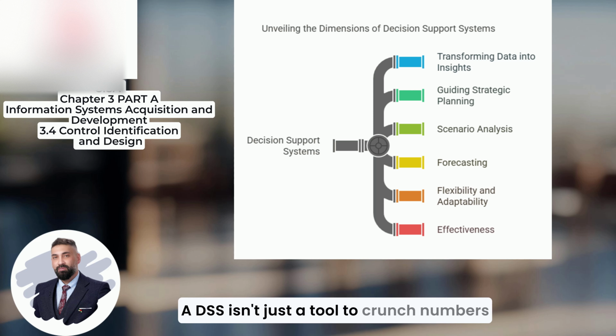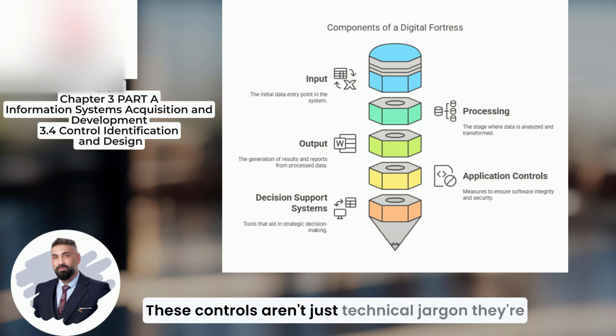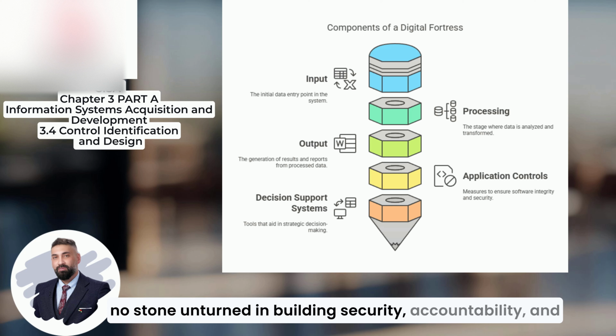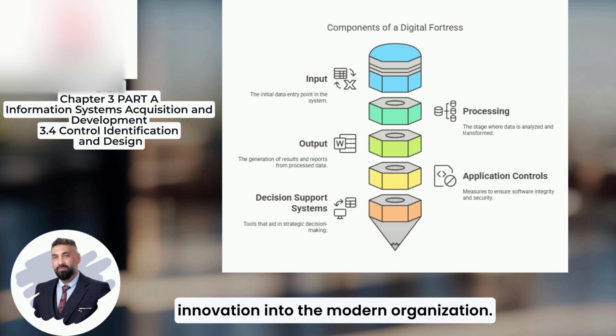Conclusion: strengthening the digital castle. As our journey through this digital fortress comes to an end, it's clear that every piece, input, processing, output, application controls, and decision support systems, fits together in harmony to protect the integrity and usefulness of business information. These controls aren't just technical jargon, they're the heartbeat of every organization's digital DNA. Effective systems ensure not only that operations run smoothly, but also that the leadership has confidence in navigating challenges, risks, and opportunities. So whether you're an auditor, a developer, or a manager, mastering this interconnected ecosystem means leaving no stone unturned in building security, accountability, and innovation into the modern organization.